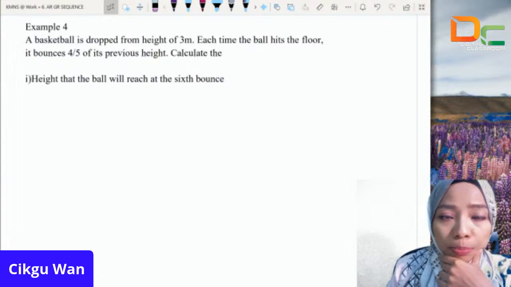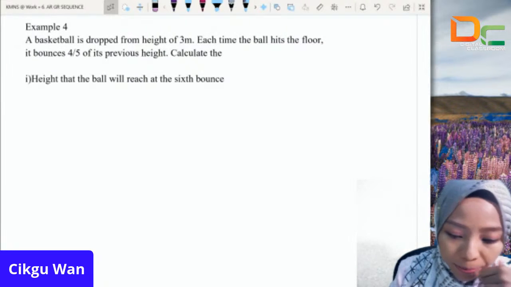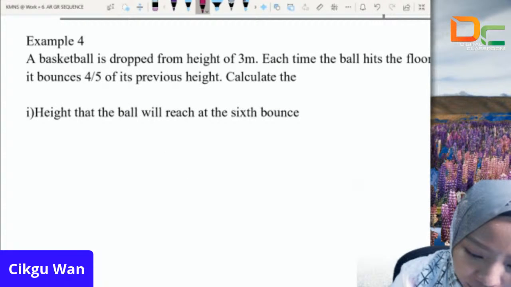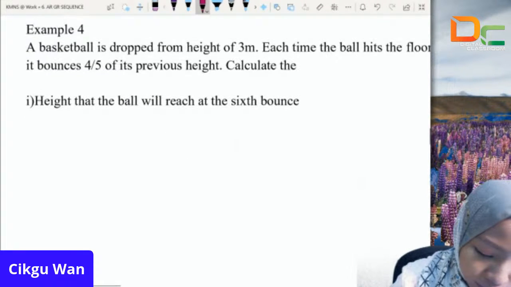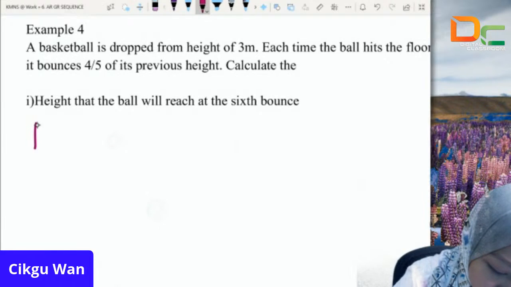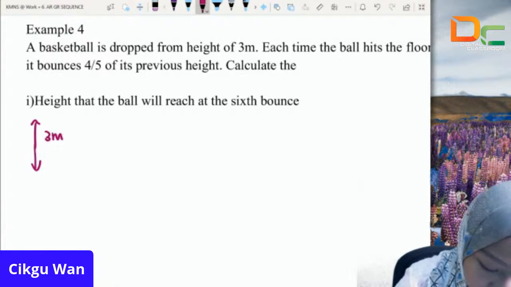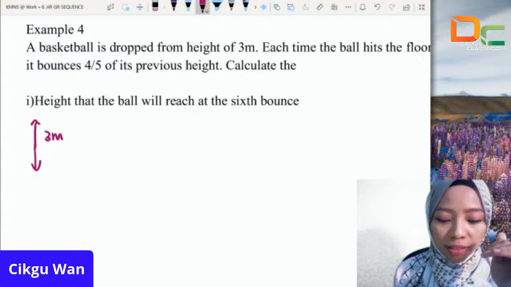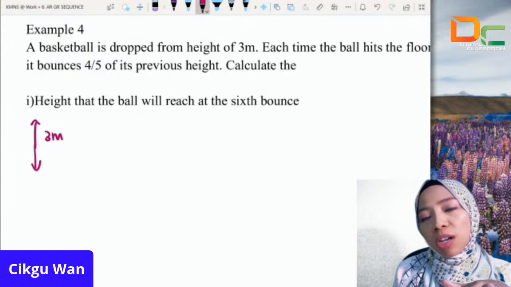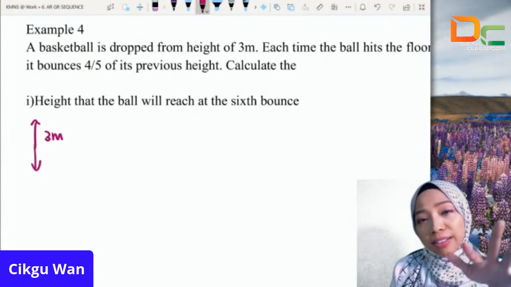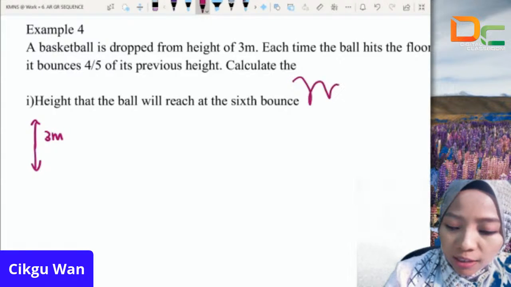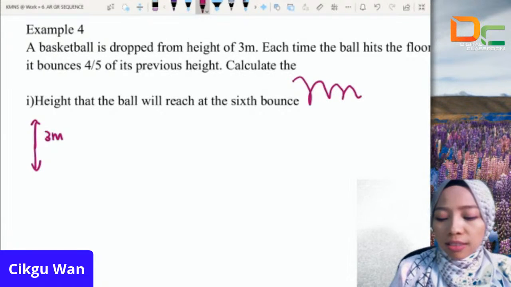Okay, a basketball is dropped from height 3 meter. Okay, so ini 3 meter. Each time the ball hits the floor, it bounces 4/5 of its previous height. Betul tak? Biasalah lumrah bola kan, dia mesti makin lama makin apa? Daripada tinggi, mestilah makin lama makin menurun macam tu kan? Okay, ada ke bola makin lama makin tinggi?